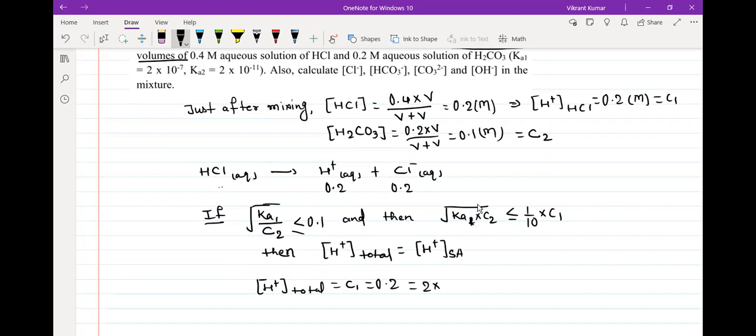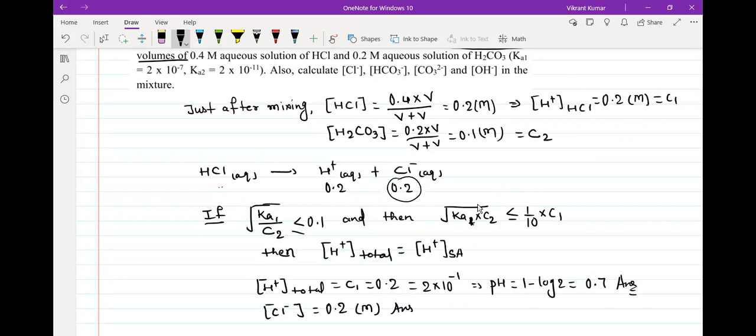So that is 2 into 10 raised to minus 1. So we'll say and ये 10 raised to minus 6 से ज्यादा है वो भी चेक कर लेना एक बार. So pH will be 1 minus log 2, that is 0.7. That's one part. Second part is H plus Cl minus पूछा है वो तो यहीं से आ गया. If it is asking Cl minus तो उस पे तो कोई फर्क नहीं है. That is 0.2 m. That is the answer.